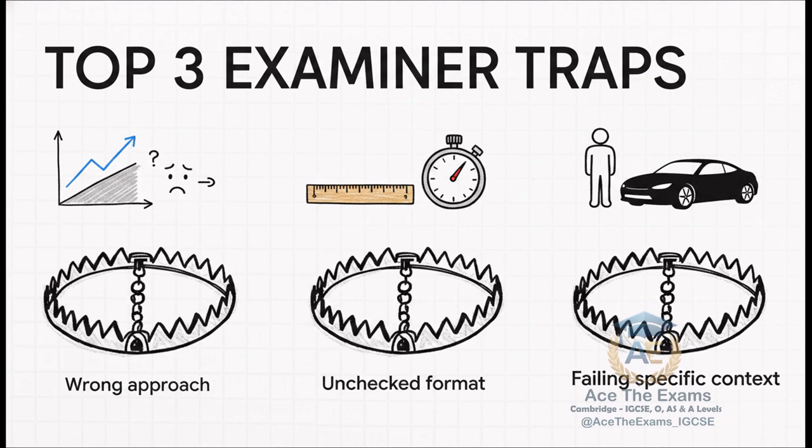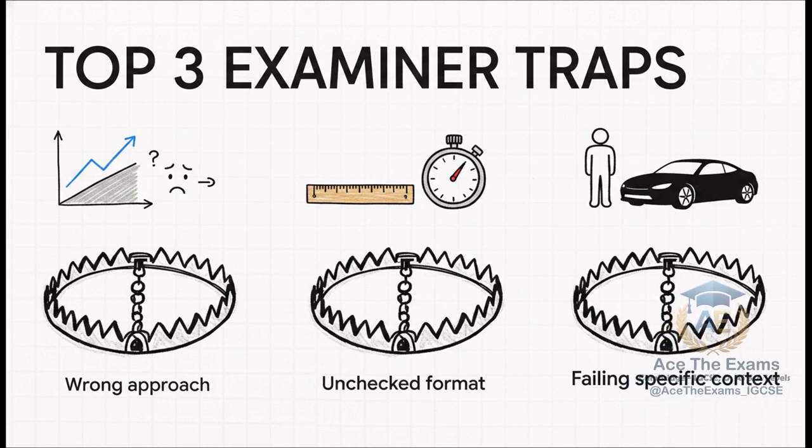Imagine a complex data chart is on your screen right now, and the timer is ticking down, 60 seconds. What are the traps you need to dodge while extracting the core trend? Trap number 1, using the wrong approach for the context. This is like frantically calculating a gradient when the question actually requires you to find the area under the curve. It's wasted energy. Trap number 2, unchecked formatting.